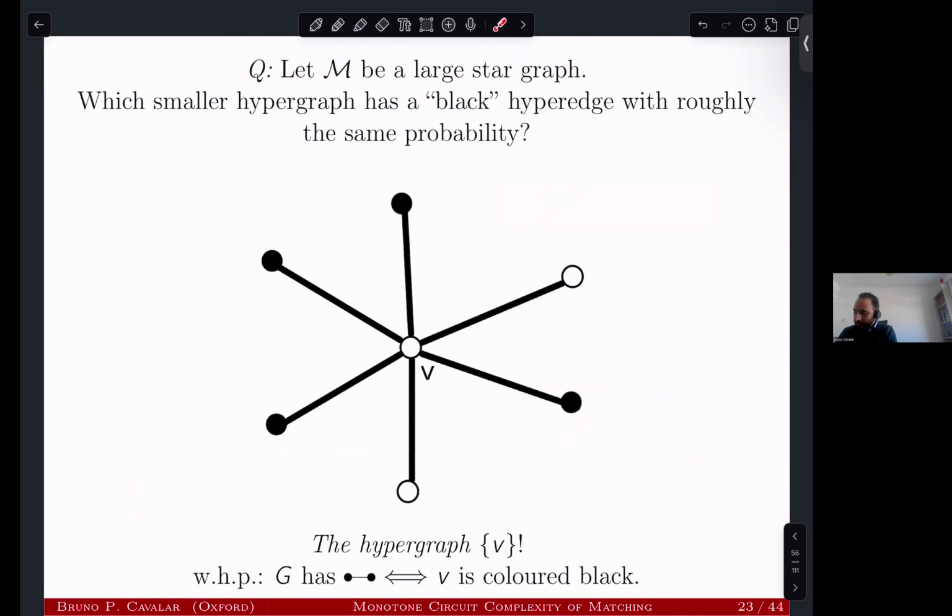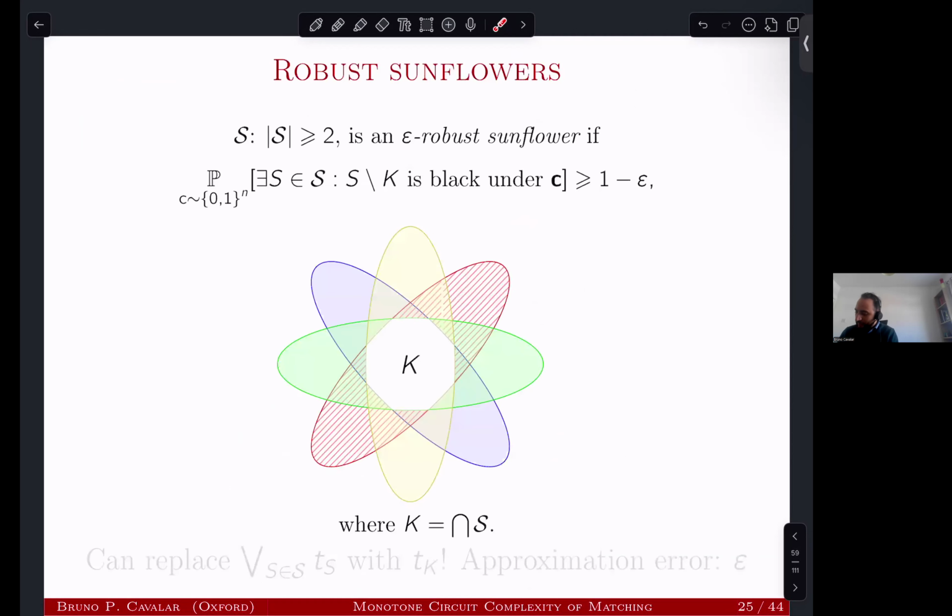Now we're going to generalize this. We're going to go to hypergraphs, and we're going to see what robust sunflowers actually are. Robust sunflowers are just generalizing this to hypergraphs. So here S is a family of sets with at least two sets, and you're going to say that it's an absolute robust sunflower if exactly this generalized condition holds.